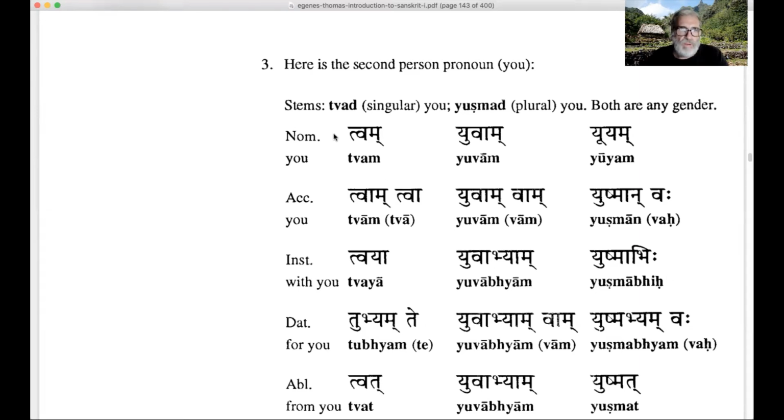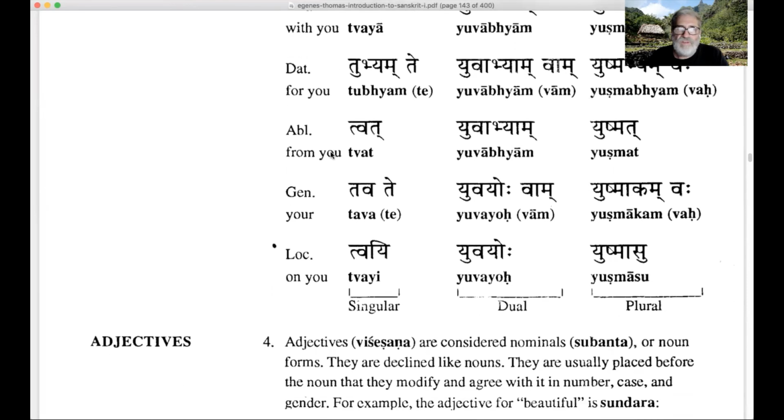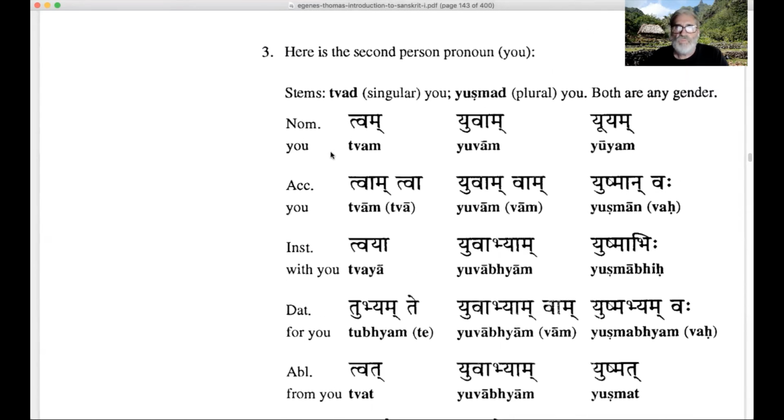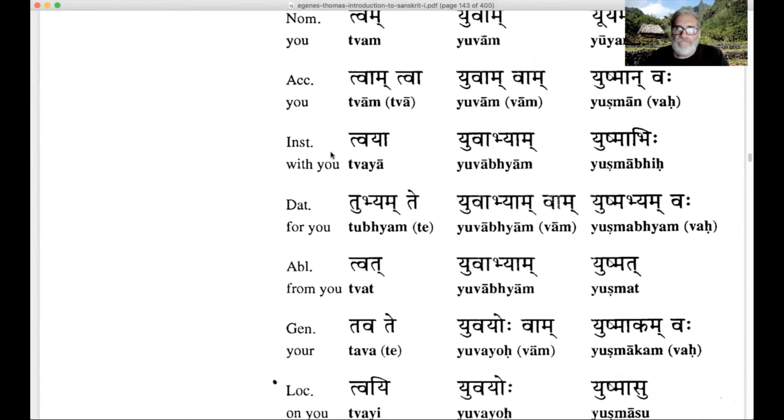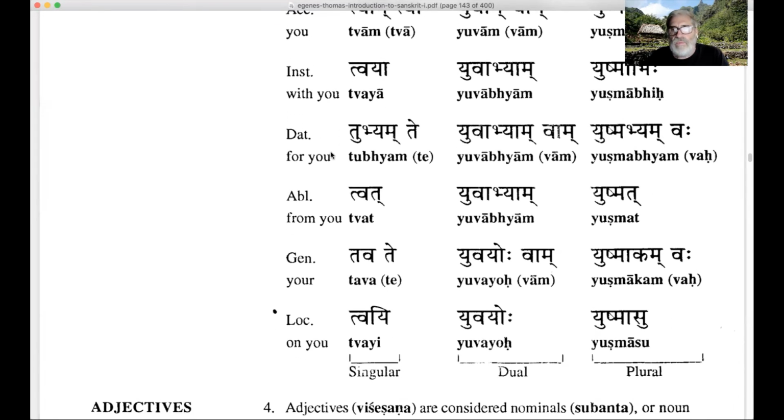So we also have here nominative, accusative, instrumental, dative, ablative, genitive, and locative. Once again, no vocative. So it goes like this. Tvam, yuvam, yuyam. Tvam, yuvam, yushman. Tvaya, yuvabhyam, yushmabhihi. Tubhyam, yuvabhyam, yushmabhyam. Tvat, yuvabhyam, yushmat. Tava, yuvayoho, yushmakam. Tvayi, yuvayoho, yushmasu.